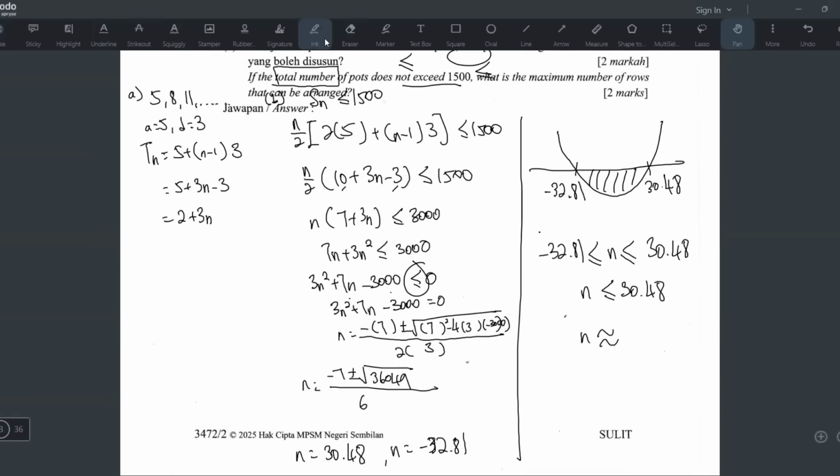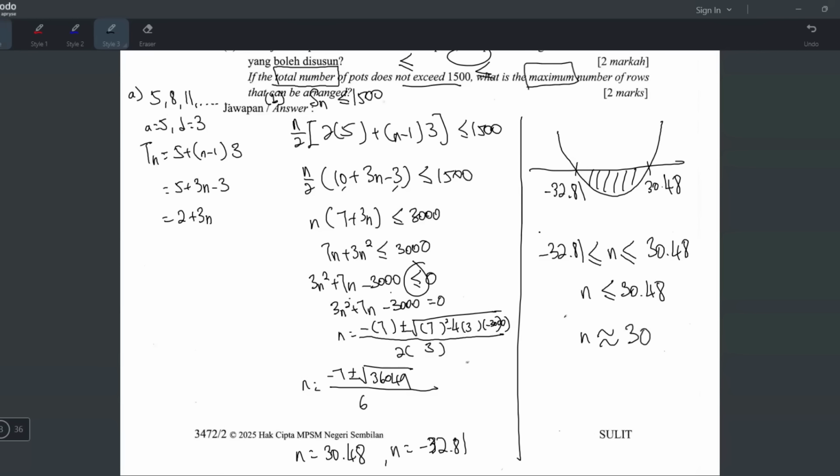So the number of rows cannot have decimals. What is the maximum value it can go to? 30. It's 30 not because of the 0.4, it's because of the smaller sign. We have to look at the sign. So n is smaller than or equal to 30.48. If you take 31, it is already more than 30.48, but the n must be smaller than this, so you choose 30. But why not choose 29? Because it is the maximum. So the maximum is 30. That's the answer.